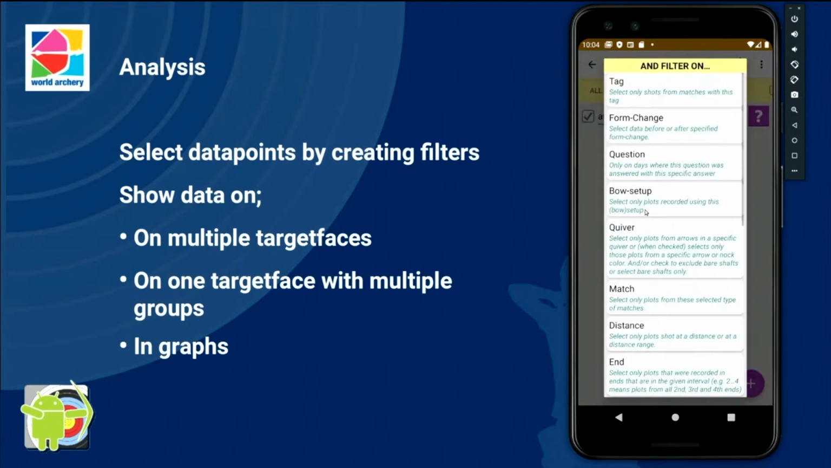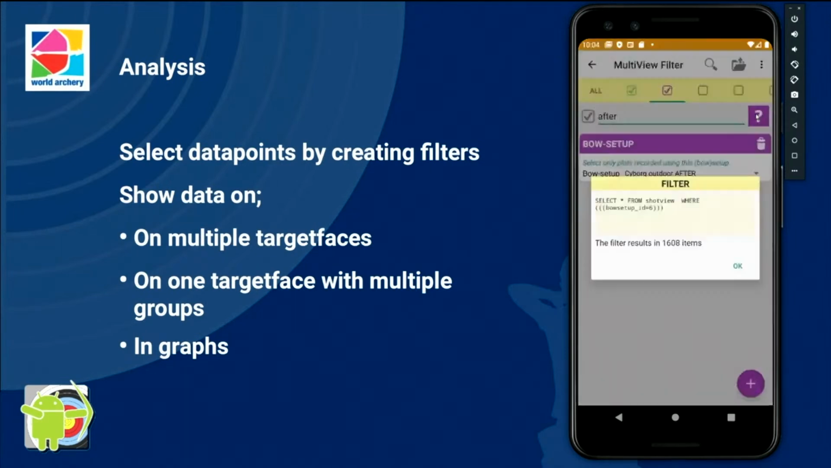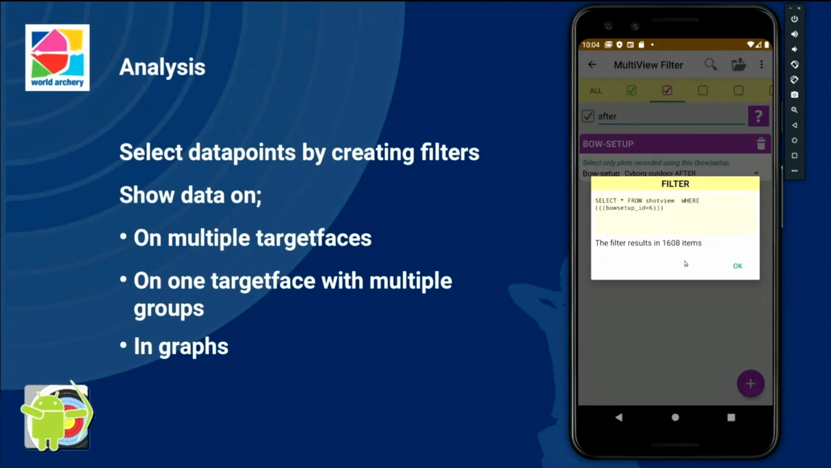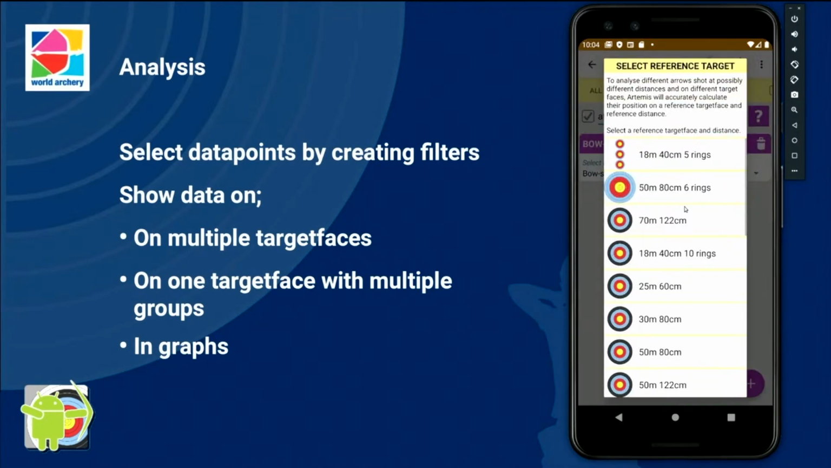And again, we are going to select plots that were made with a specific bow setup, the bow setup called "after". And now we check how many data points we get. We get 1600 data points in this setup. So now we have to choose where we would like to compare these two results, on what kind of target face we would like to compare the results.